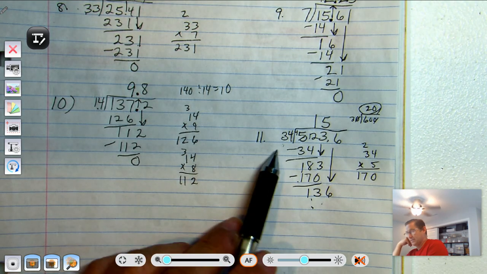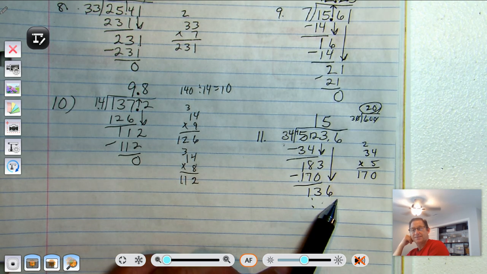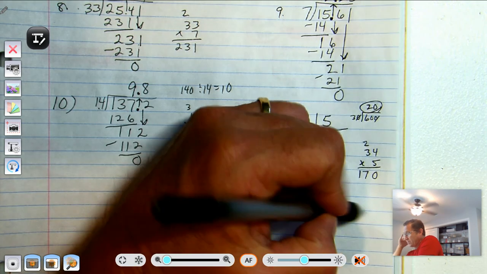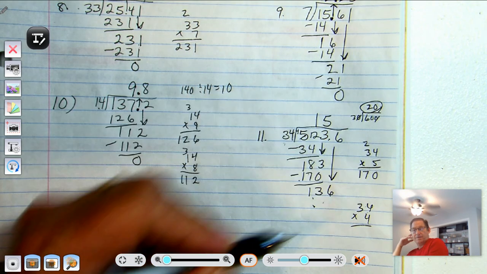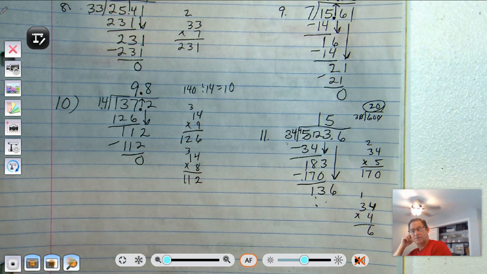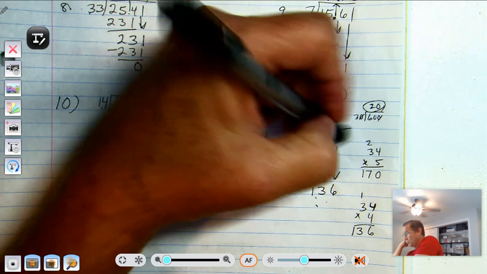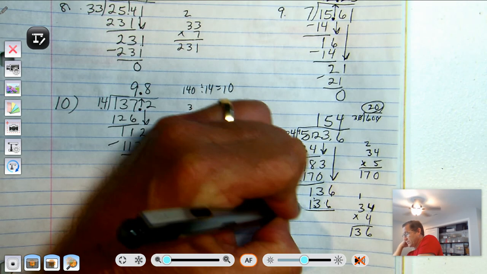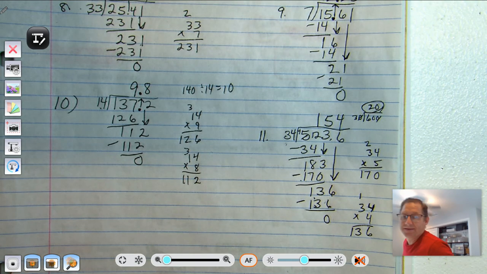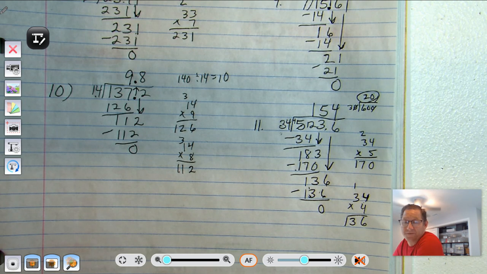So we have 136 divided by 34. 4 times what would end in a 6? 4, 8, 12, 16. Let's try 34 times 4. 4 times 4 is 16. Regroup as 1 10 and 6 ones. 4 times 3 tens is 12 tens, plus the regrouped 10 is 13 tens. That does work there. So 4 times 34 is 136. We get nothing left over, and there's no numbers left in the dividend. So we finished the division problem.